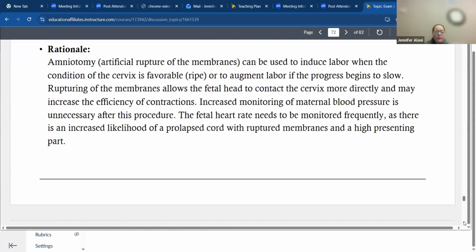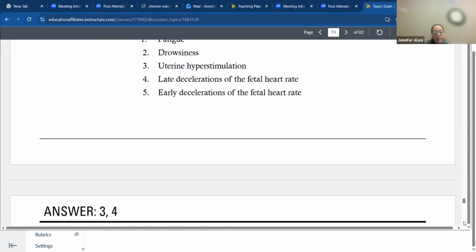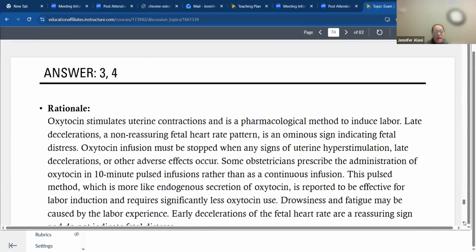We didn't talk much about that, so I'm going to skip that. All right, why would we discontinue oxytocin? 4. Yeah, late decelerations we know are bad. What else might be bad? 3. Yeah, you don't want that uterus going crazy because it can pop. So 3 and 4 are going to be our answers, right?